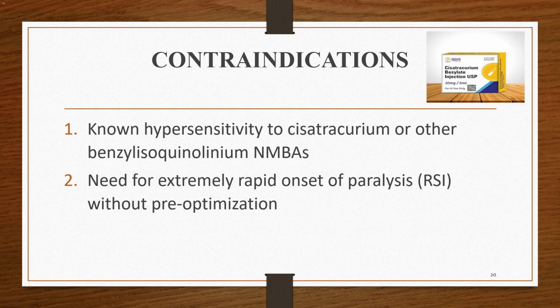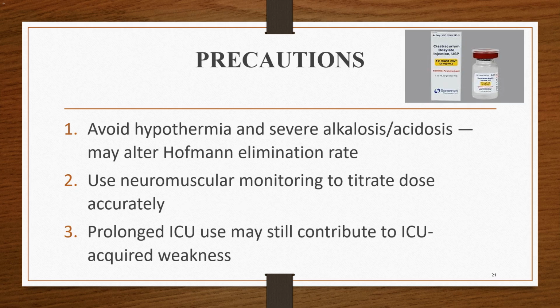Contraindications of Cisatracurium. 1. Known hypersensitivity to Cisatracurium or other benzylisoquinolinium NMBs. Cisatracurium shouldn't be used if someone's allergic to it or similar drugs. 2. Need for extremely rapid onset of paralysis (RSI) without pre-optimization. Cisatracurium isn't ideal for rapid sequence intubation needing very fast action because it has a slower onset compared to some other drugs.